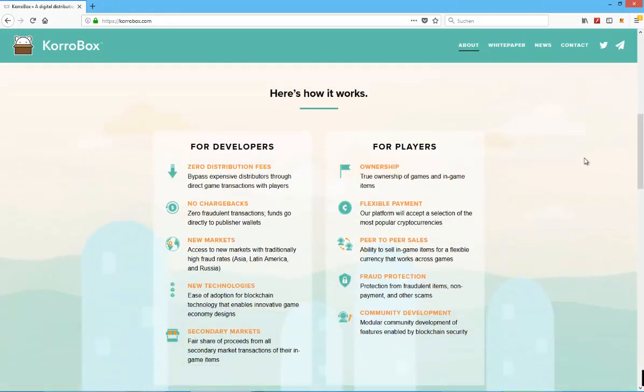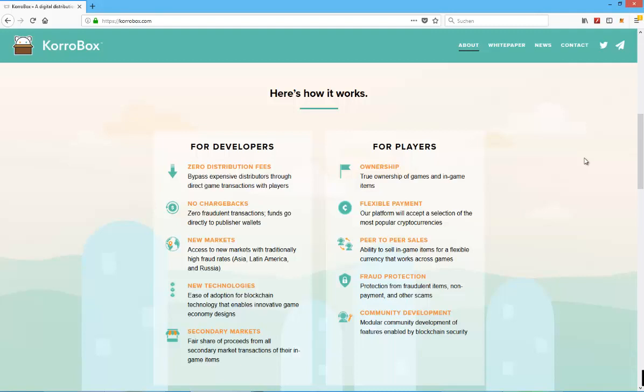So you have these two target groups basically. On one hand you have the developers, and on the other hand you have the players. The developers have the main advantage of using Korro Box: zero distribution fees, bypassing expensive distributors through direct game transactions with players, no chargebacks, zero fraudulent transactions, funds go directly to publisher wallets, which is always great obviously. New markets: access to new markets with traditionally high fraud rates, Asia, Latin America and Russia.